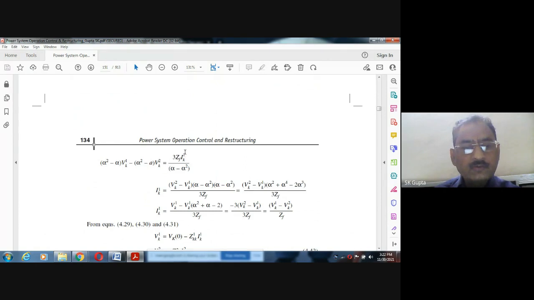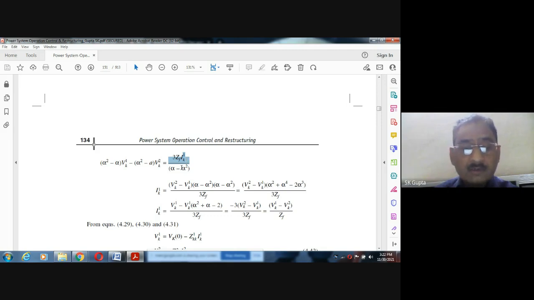So from here you can find IK1, because our intention is to find the positive sequence, negative sequence, and zero sequence currents. If we find the positive, negative, and zero sequence currents, then we can find the unbalanced currents IB and IC. Then we can also find the unbalanced voltages VB and VC at the kth bus and at all other buses also.